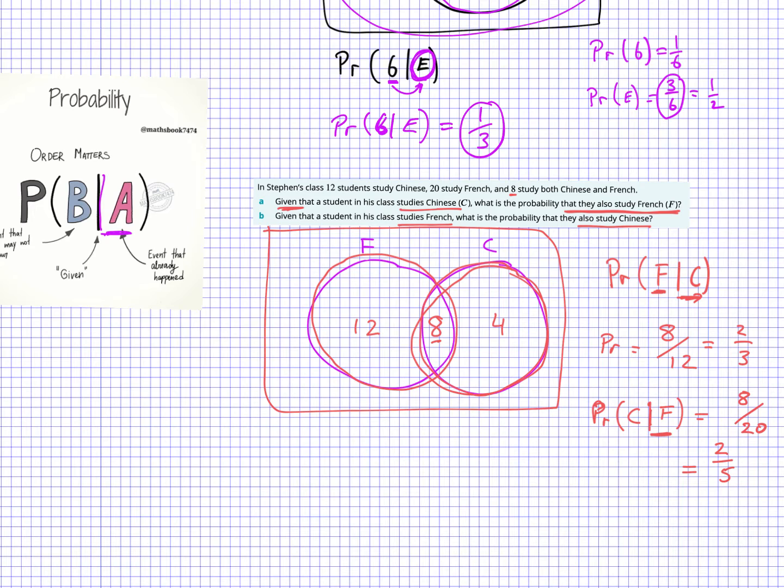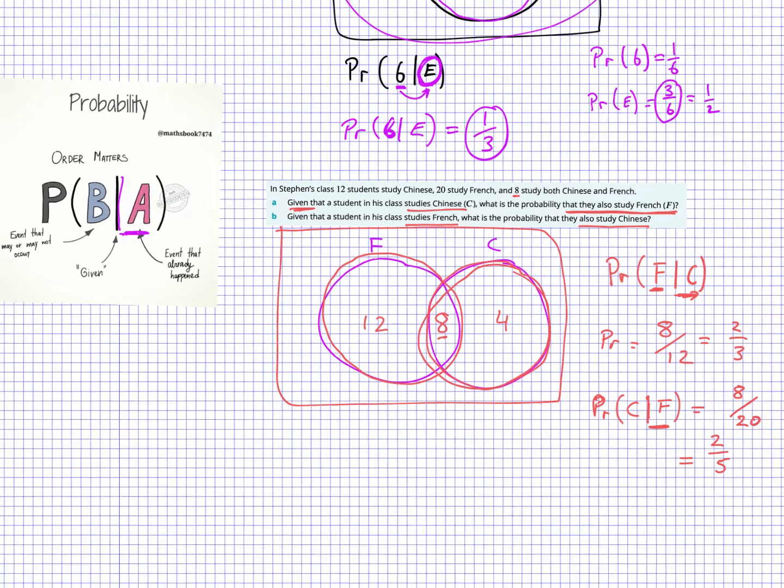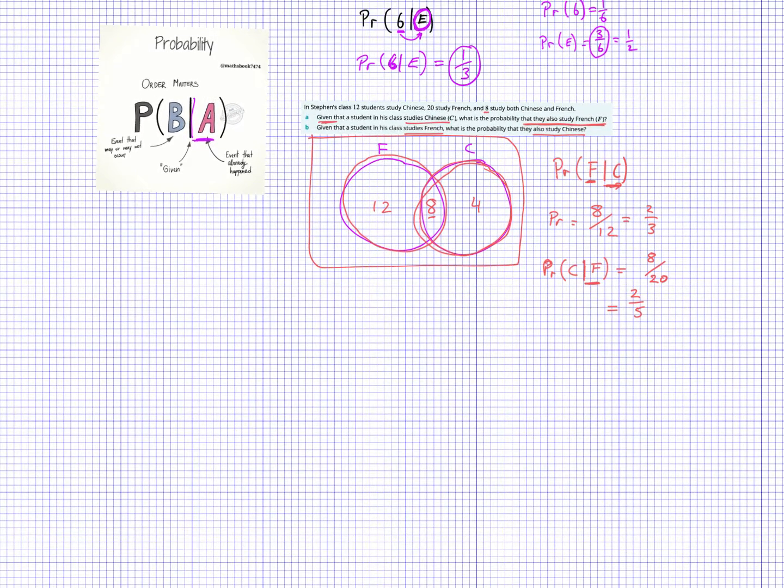Okay, so you can see here that conditional probability is not reversible. You can't say A given B is the same as B given A. So we have to be very careful when reading the questions and making sure we match up the information we've been asked to find. All right, so let's look at another example.